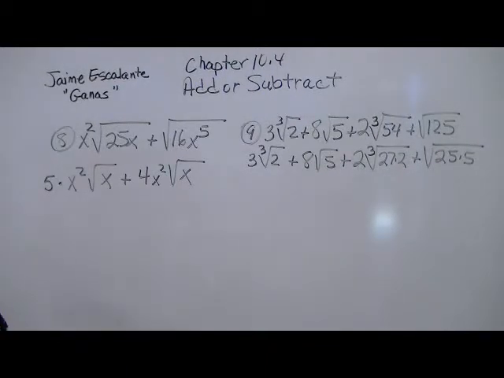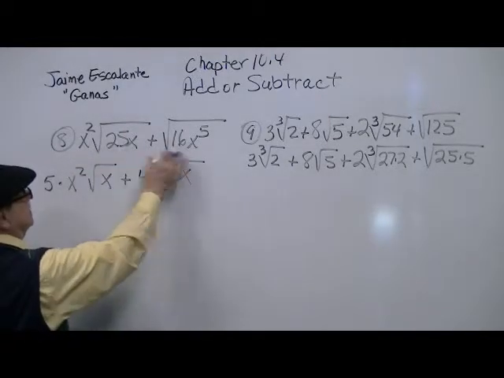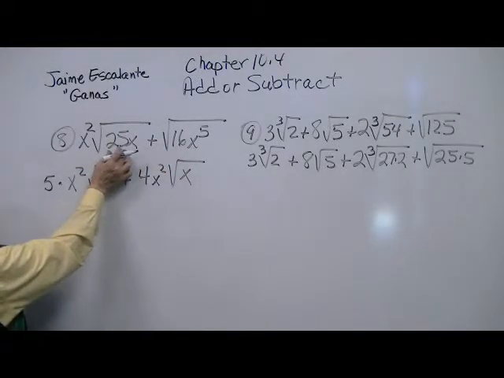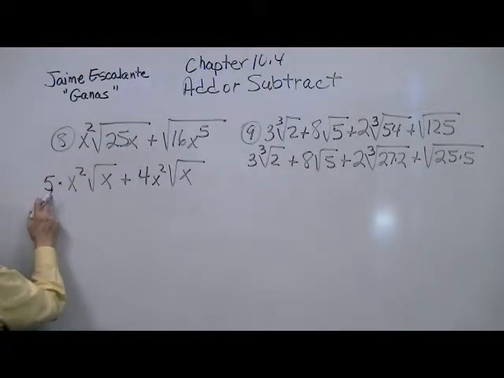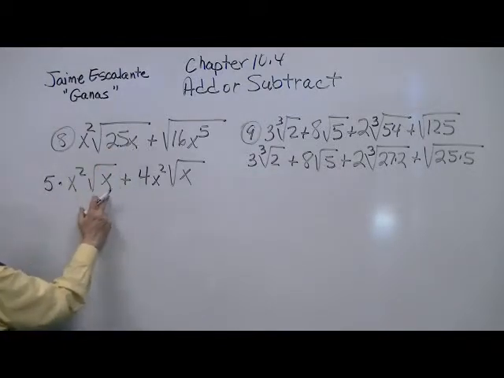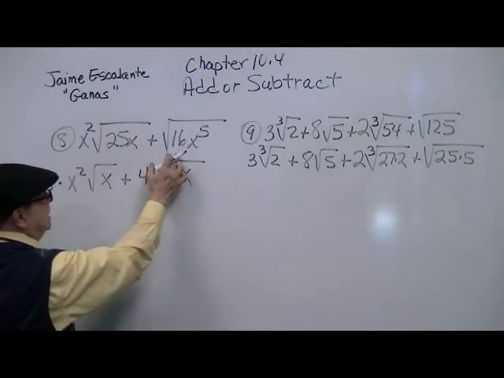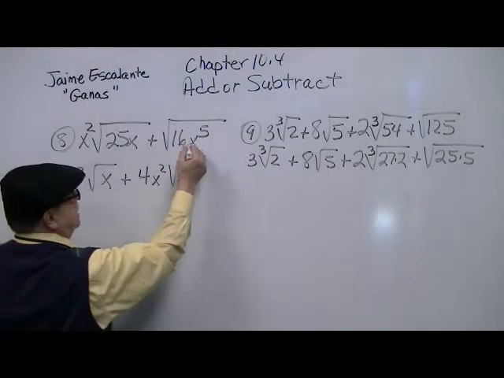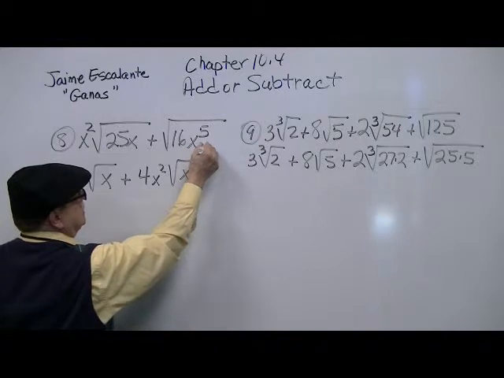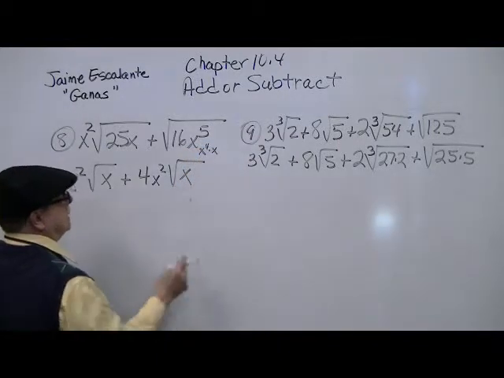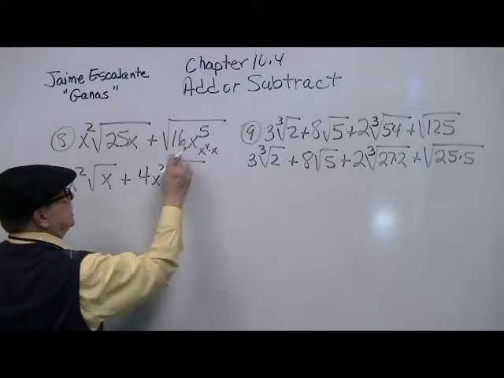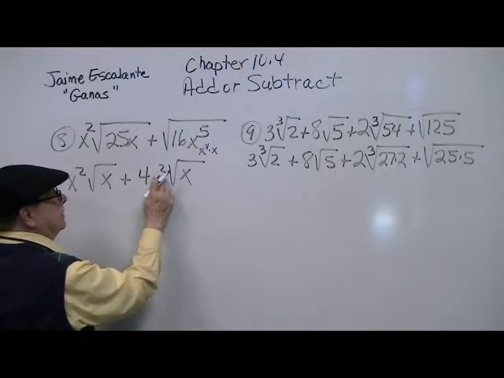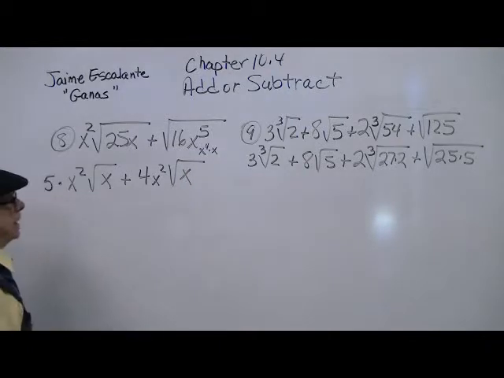Okay, let's give these two a shot. I've worked them a little bit here. So this is the original example. I see the square root of 25 is 5, and what I'm left with under the radical sign is x. And then here, the square root of 16 is 4, and this can be divided into x to the 4th times x. So x to the 4th becomes x squared, with an x left under the radical sign.